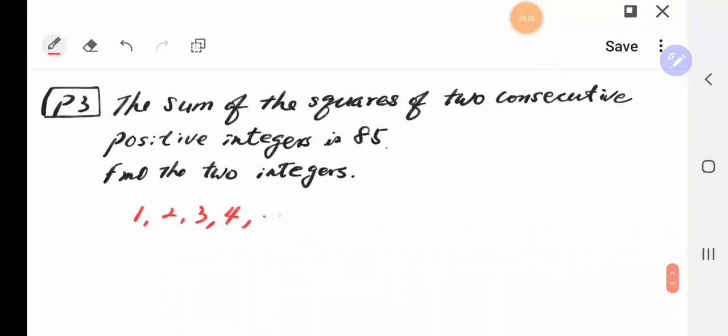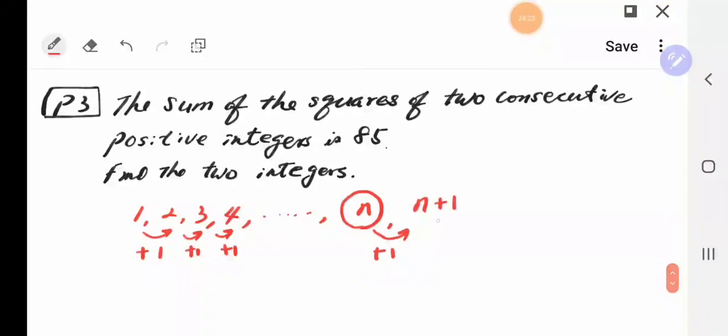So if you keep going, then let's say n. This means the next integer will be 1 more than the previous number. Always 1 more than the previous number. So let's say the first positive integer is n. Then the next one will be what? 1 more than this one. So it will be n plus 1. Not n plus 2, because these are consecutive integers.